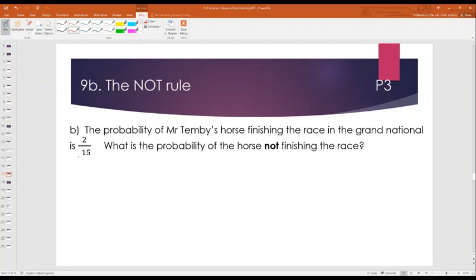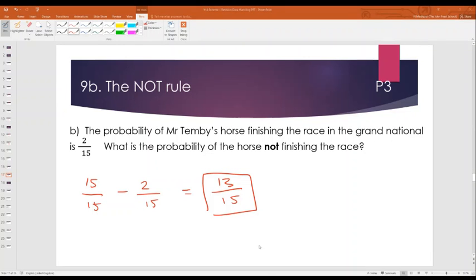In this case, adding up to 1 means adding up to 15 out of 15, because that's what 1 is in this question. So all we're doing is subtracting these two from each other, look. So if there's a 2 out of 15 chance that it does finish, there must be a 13 out of 15 chance that it doesn't finish. Okay? So again, any of those that have been a little bit too fast for you, you can always pause the video, move forward and backwards in your own time, all right, and make sure that you've got those marks, please.